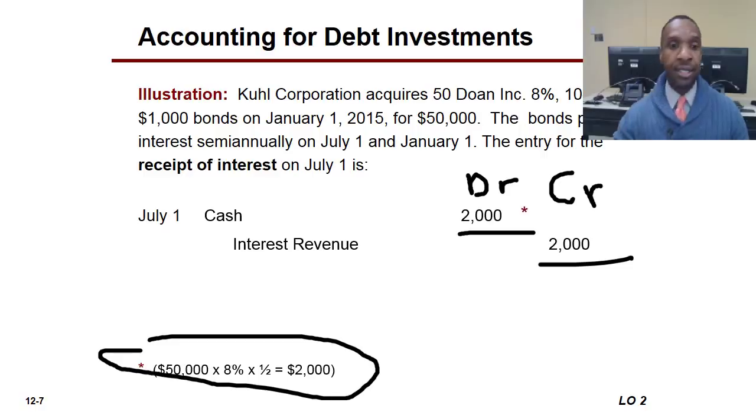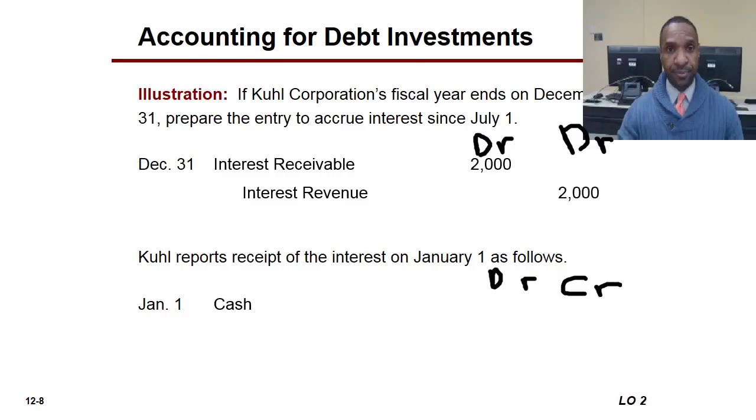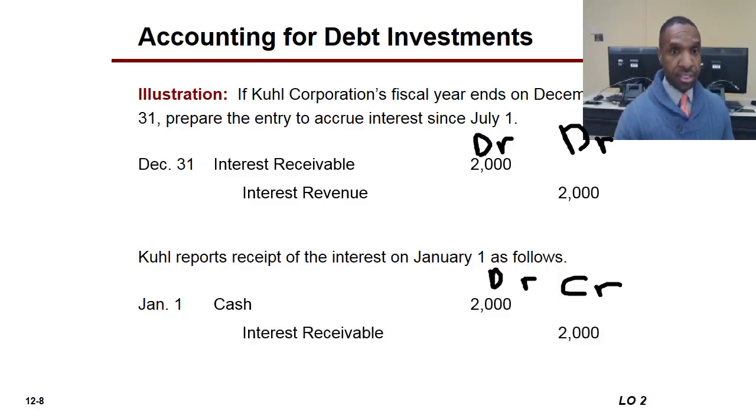Now, if we look down here at the bottom, this breaks down how we got the $2,000 in interest revenue right there. So that's 50,000 times 8% times 1/2, 0.5, that gives us the 2,000. So let's keep going. This is really interesting.